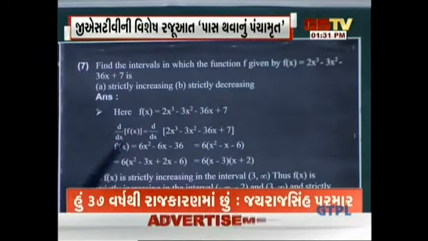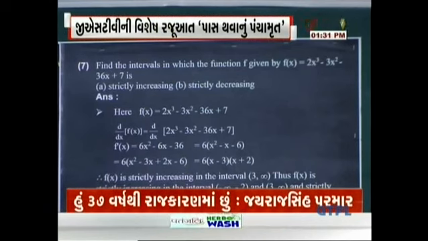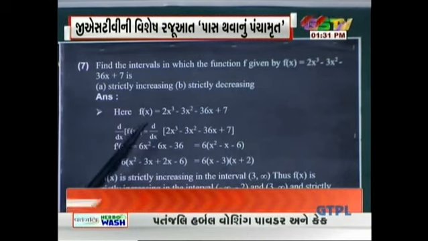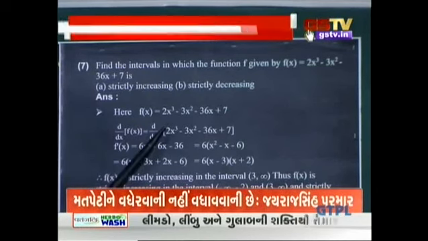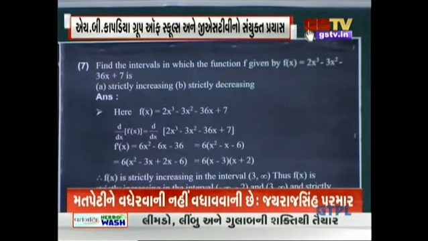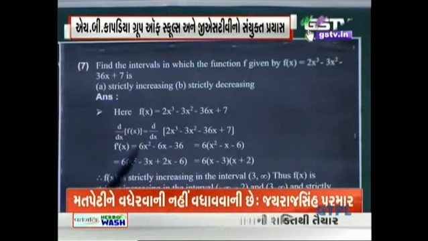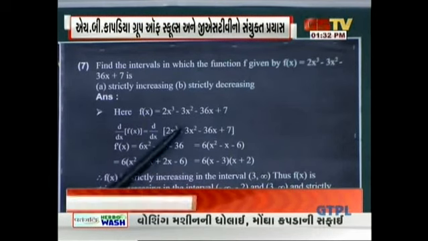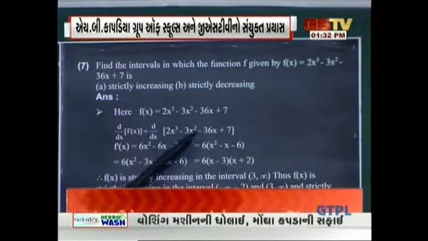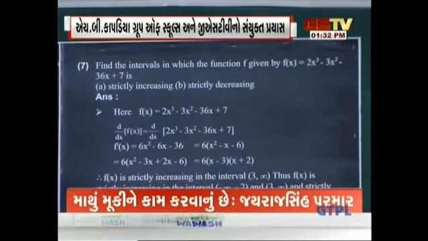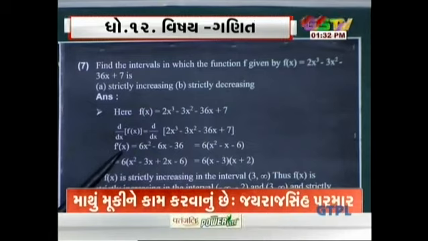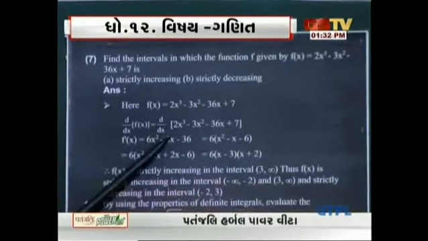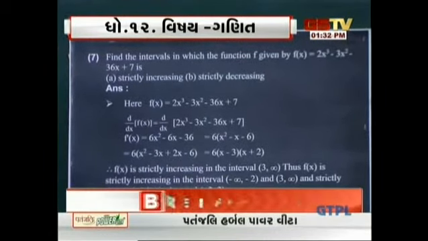Differentiate both sides. So d by dx of f of x is equal to: the derivative of x cube is 3x square, so 3 into 2, 6x square. The derivative of x square is 2x, so 2 into 3, 6x. And the derivative of x is 1, so minus 36. So f dash x is 6x square minus 6x minus 36.